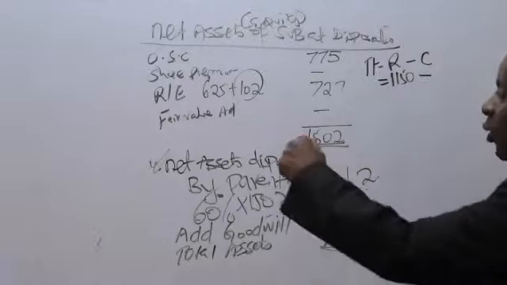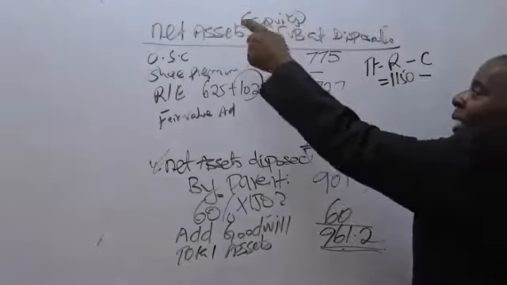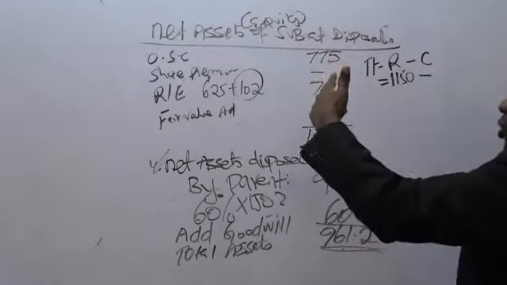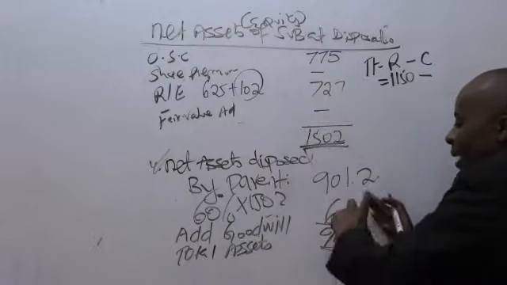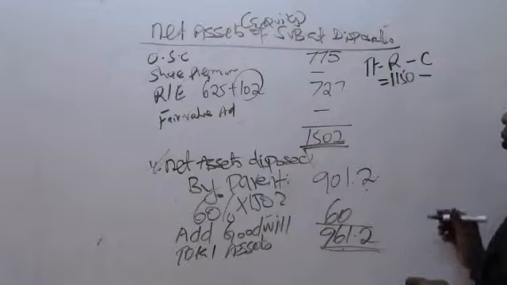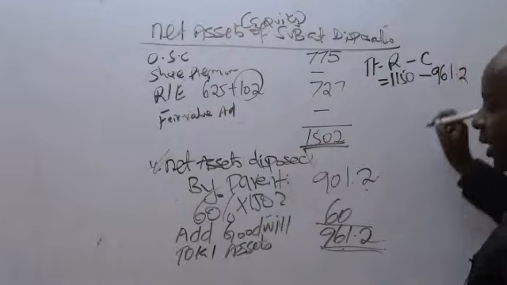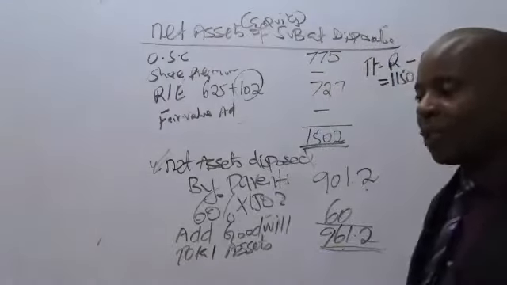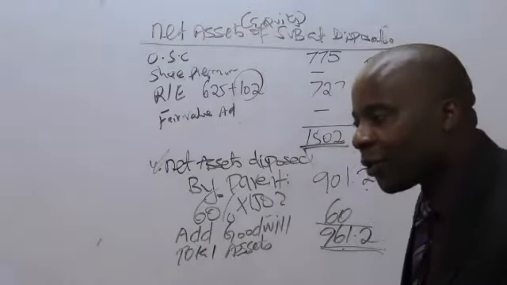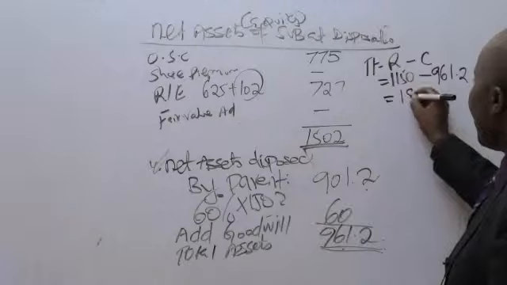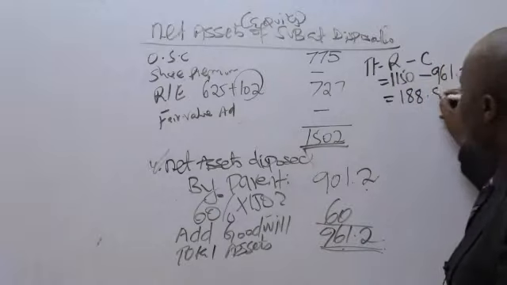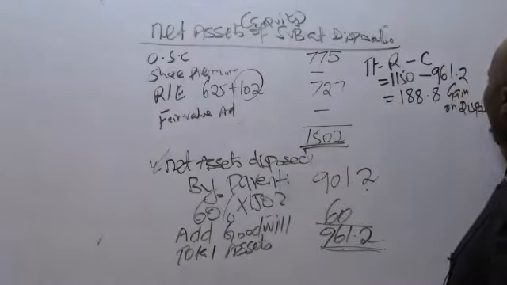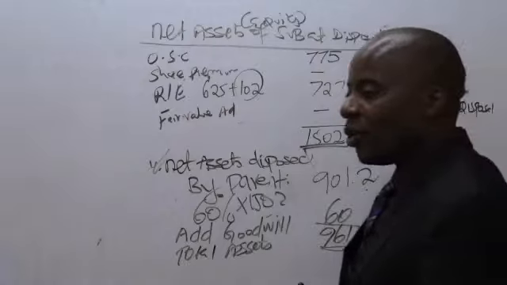For the cost, please never work with the cost which they paid initially, because assets keep on fluctuating, going up, going down. So the cost to them is these net assets at disposal, which is 961.2. Could you kindly give me the total? So the gain on disposal, I'm being told, is positive 188.8, which is a gain on disposal.